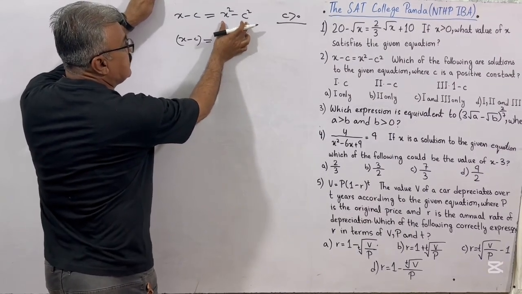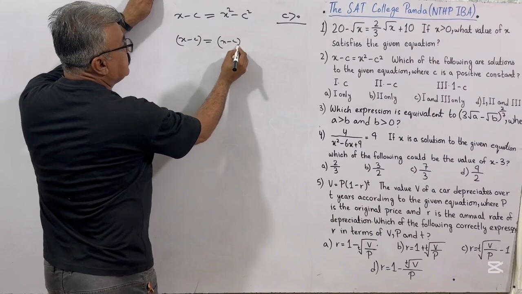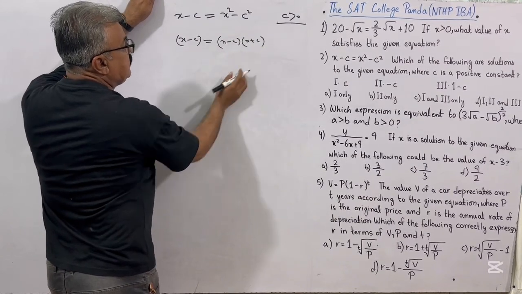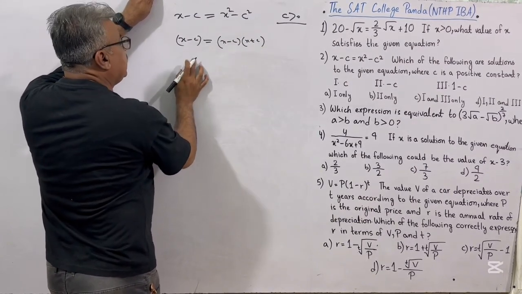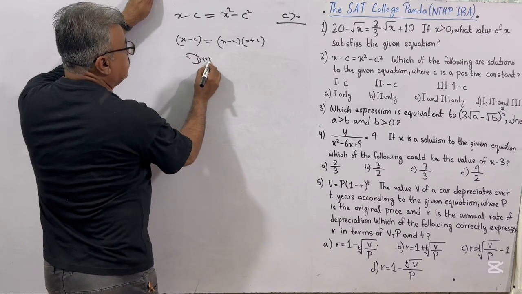We can factorize this difference of two squares: x minus c times x plus c. Shift x minus c here, dividing both sides by x minus c.